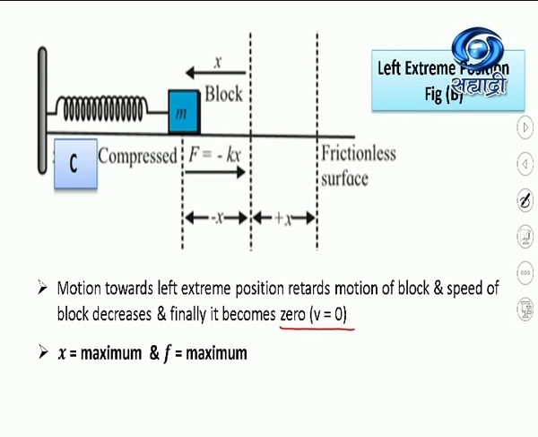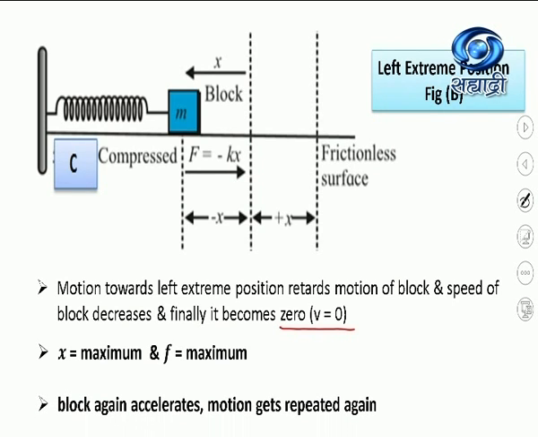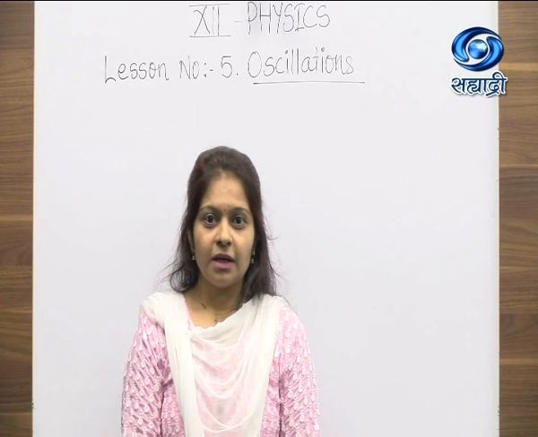Hence, at any of the extreme positions, whether left or right, the displacement of the block becomes maximum, the force experienced by the block is maximum, and the speed at the two extreme positions is 0. Now the motion is again repeated. In this way, it is proved that the spring mass oscillator is performing linear SHM.